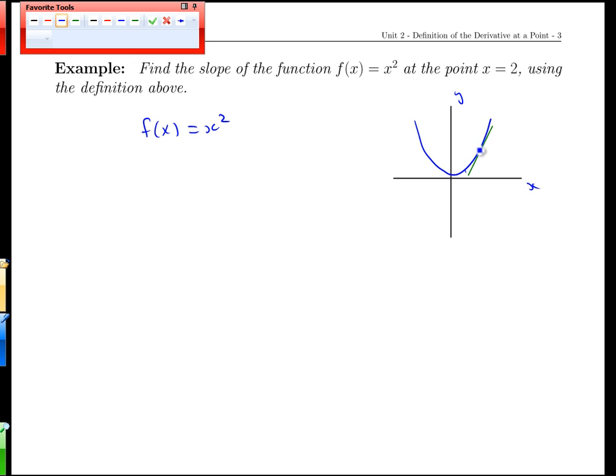Well, how are we going to do that? What we're going to do is fix our attention on the point 2. We're going to have f of 2 involved. And we're also going to move out by, let's say, delta x. I think most people like that best. So we're going to have the point at 2 and the point at 2 plus that distance.